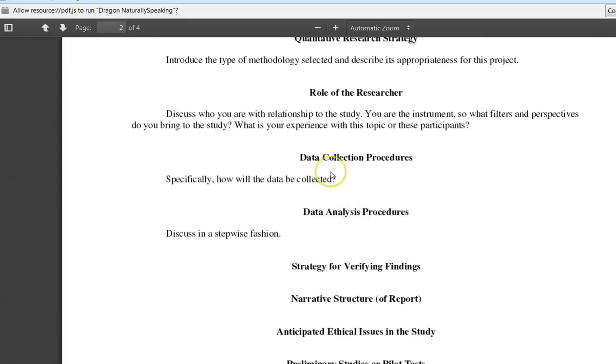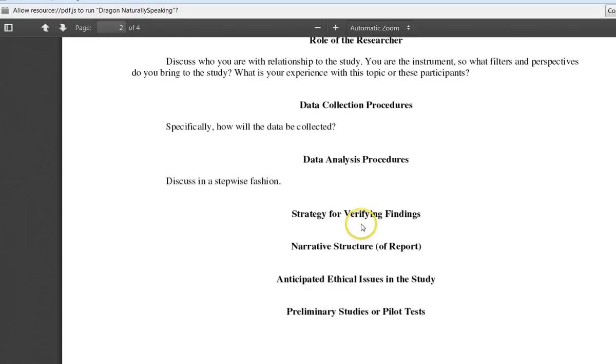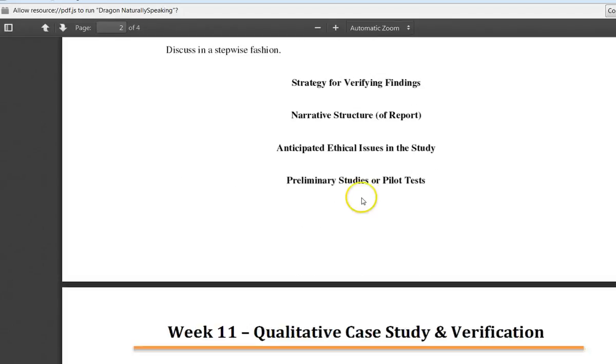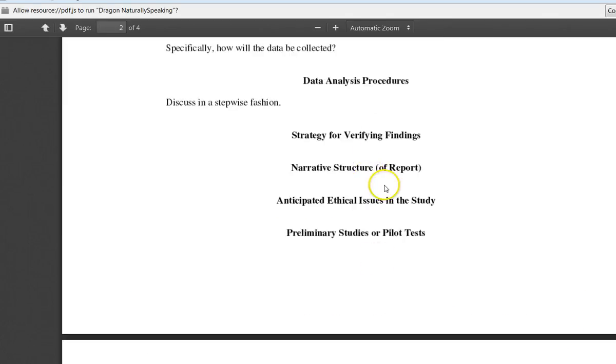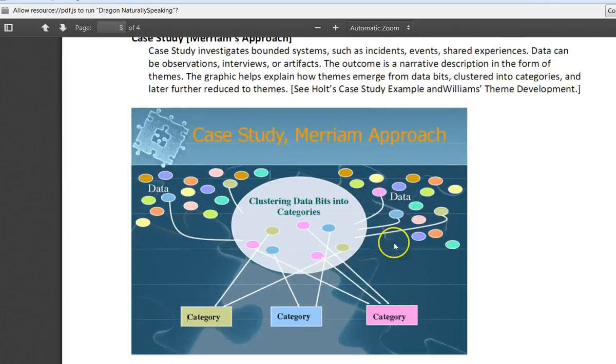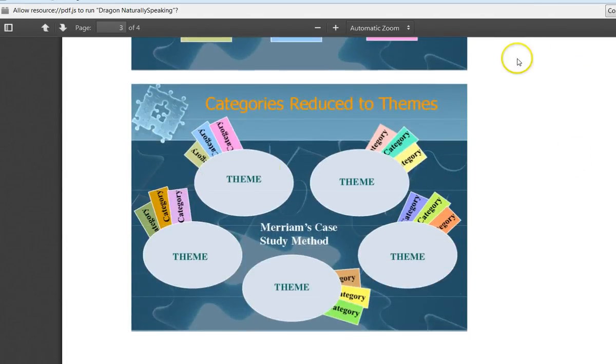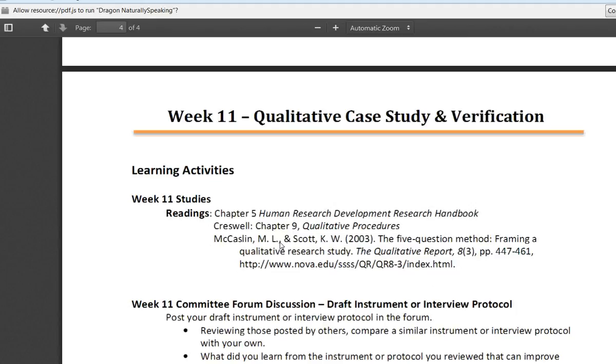Then we talk about the data collection procedures and data analysis procedures in a stepwise manner. Your strategy for verifying the findings, again, we're going for trustworthiness here, and I believe that those things are all discussed in this week's resources, so take a look at those. Finally, you're going to have preliminary studies or pilot studies if you anticipate doing those, and you would have a timeline. So that's how it would be very similar. Those bottom pieces are similar to the quantitative. This is an understanding of analysis here that you can discuss.